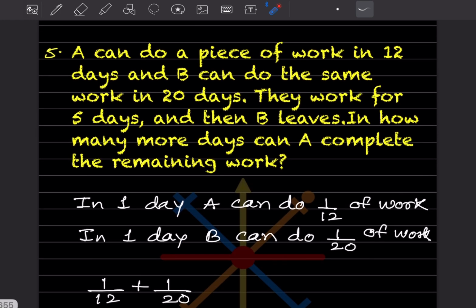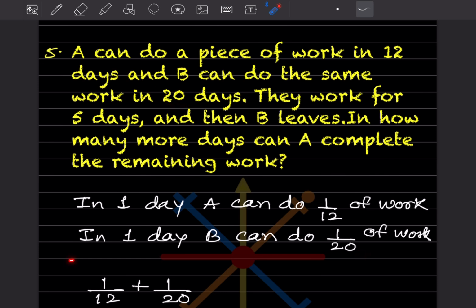A can do a piece of work in 12 days and B can do the same work in 20 days. They work for 5 days and then B leaves. After working for 5 days, B leaves. And how many more days can A take to complete the remaining work? So now here, in one day A can do, that is given as 12 days, means that is going to be 1 by 12. In one day B can do, that is given as 20 days, so that is going to be 1 by 20.